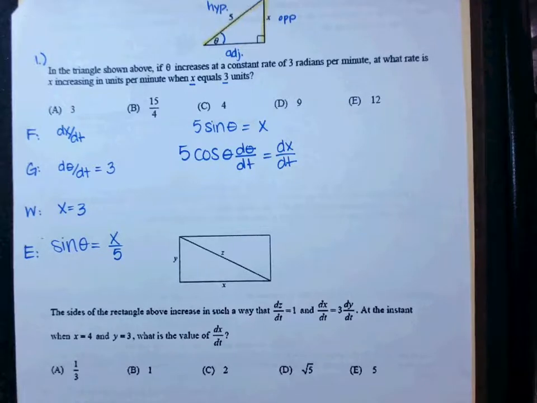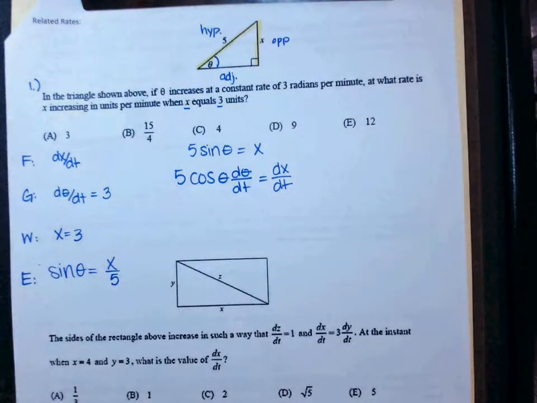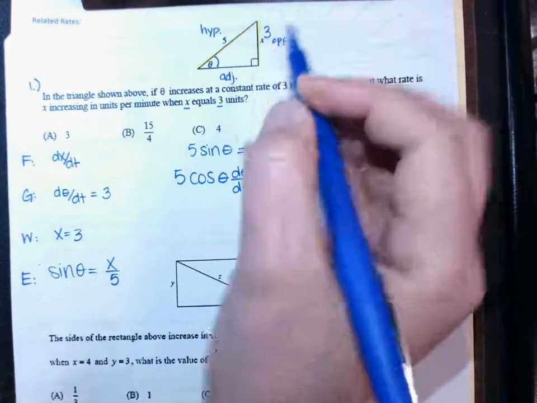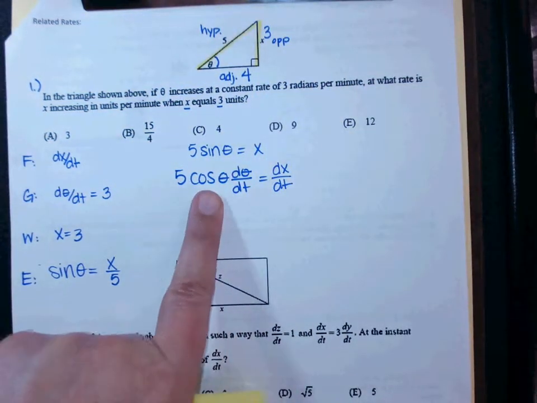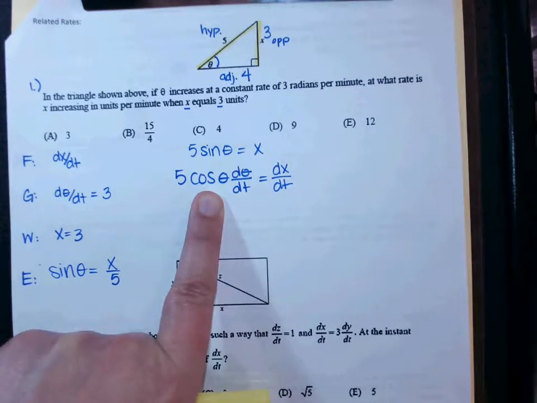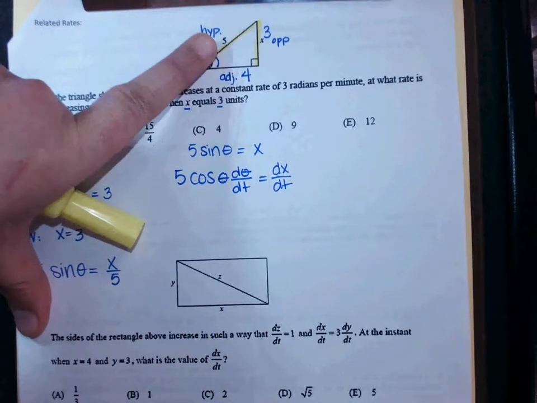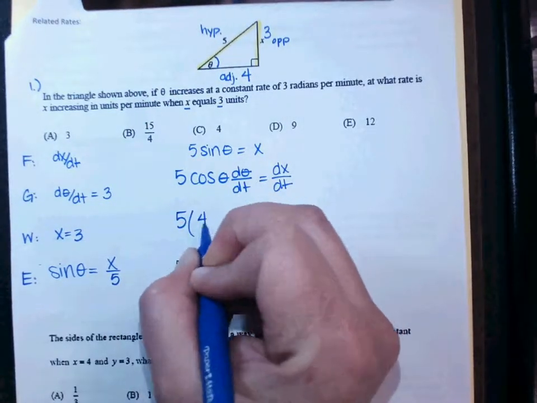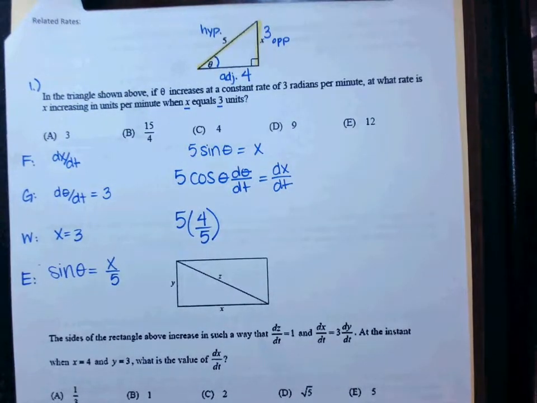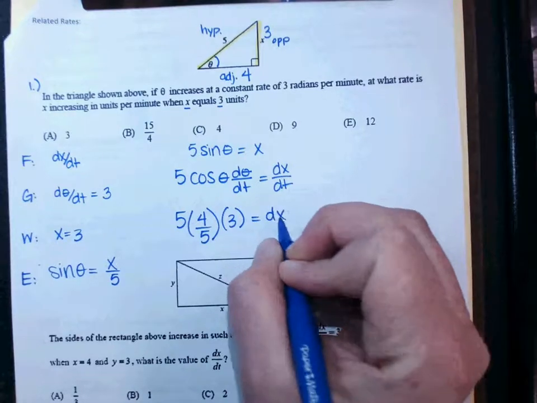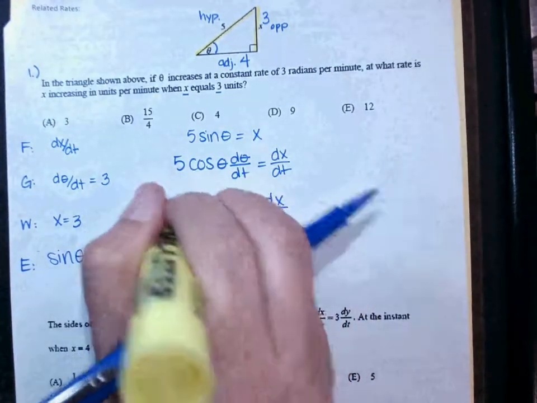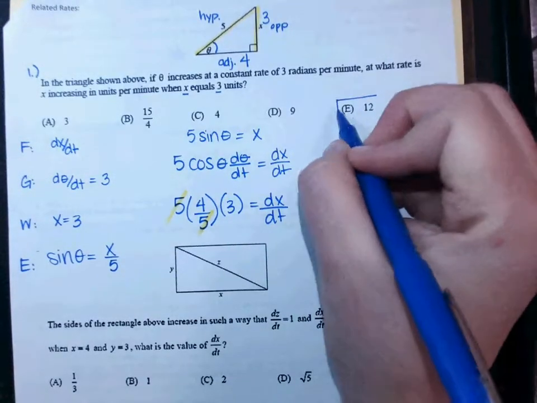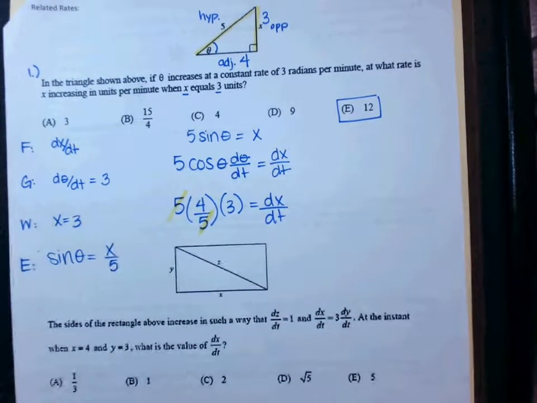Okay, from here, I do not know cosine, but I know the sides of the triangle. It told me that this side is 3, and if this side is 3 and this side is 5, what side goes with that? 4. So if I want to know what cosine is, what side ratio is that? Adjacent over hypotenuse. What's the adjacent side to our angle? 4. What's our hypotenuse? 5. So I would have 5 times 4 over 5. Okay, and then what's my d theta dt that was given? 3 equals dx dt. Easiest problem ever. Okay, then what happens with the 5s? Cancel out. 4 times 3? 12. Answer E. Okay?